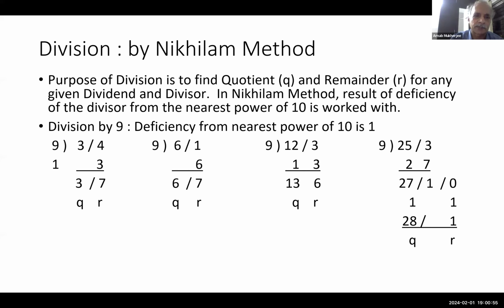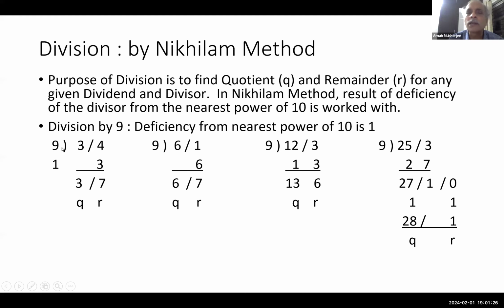Here, 34 is the dividend, and 9 is my divisor. With 9, I am dividing. Now, how much is 9 short of 10? It is 1 short. The 1 will be my operative number.